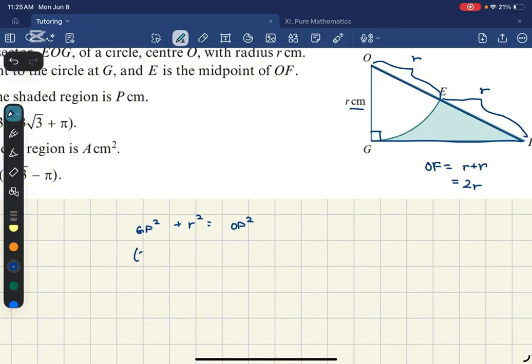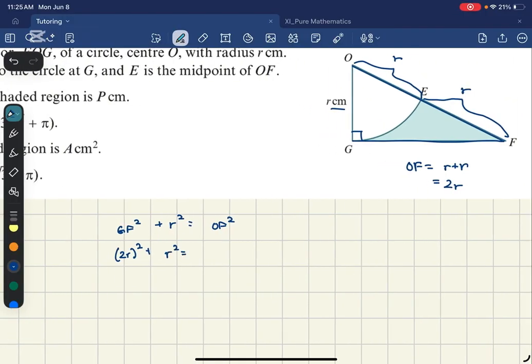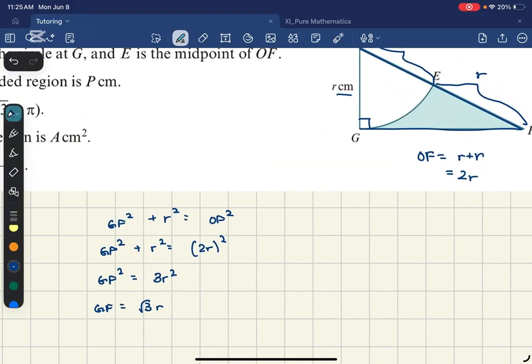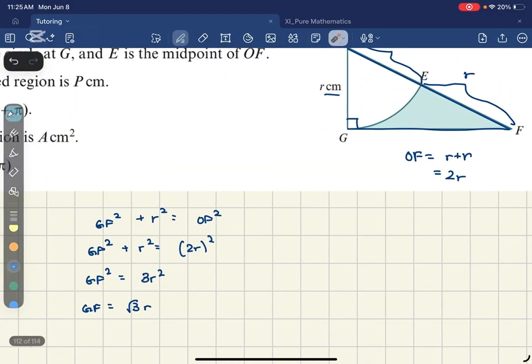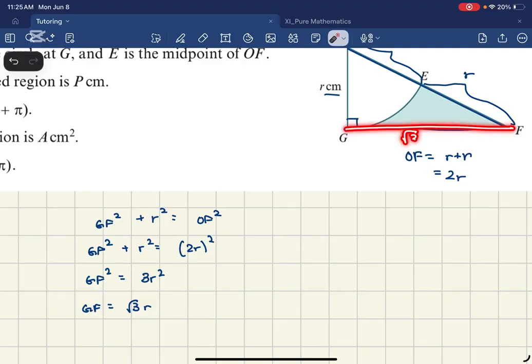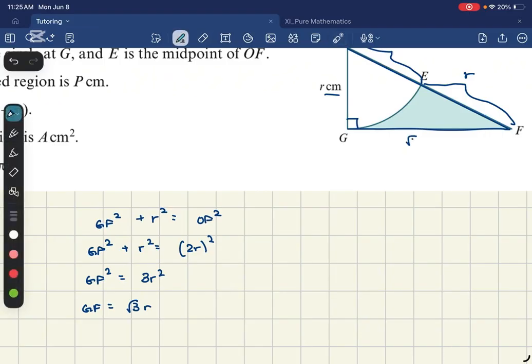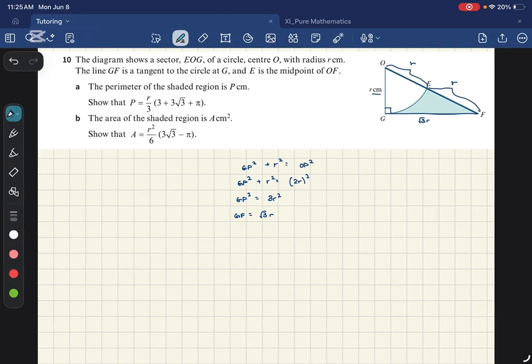We don't know GF, so GF squared plus R squared equals OF squared, and we know OF is 2R, so that's (2R) squared. So GF squared is going to be 3R squared if you simplify everything, and you get the value of GF to be the square root of 3 times R. So GF, this bottom part, is square root of 3 times R. Let me quickly erase this so that I can write square root of 3R. And everything else we have down.